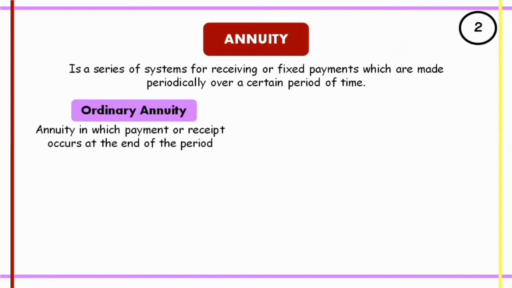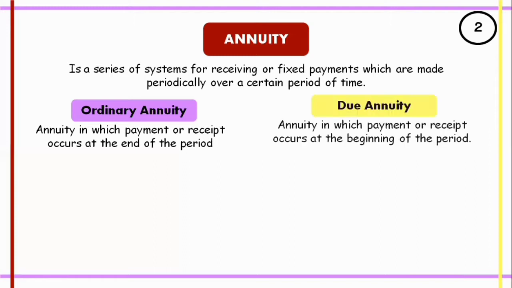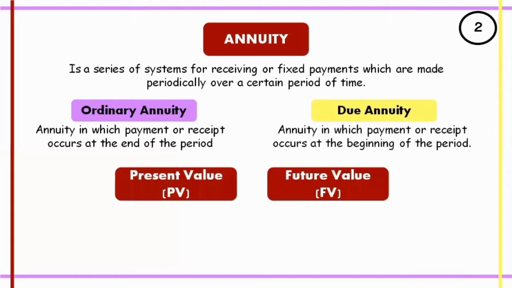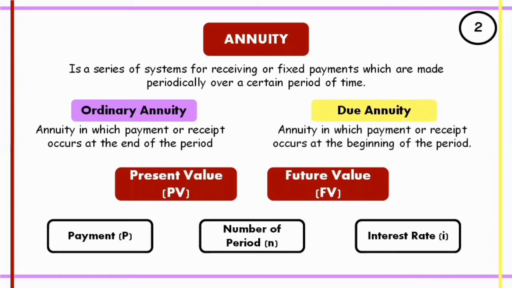And then there are two types of annuity. There are ordinary annuity in which payment or receipt occurs at the end of the period. And the second is due annuity in which payment or receipt occurs at the beginning of the period. In ordinary and due annuity, there are two values. There are present value and future value. And in the present and future value, there are three components. They are payment, number of period, and interest rate.